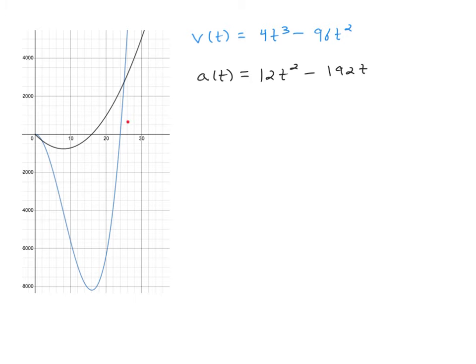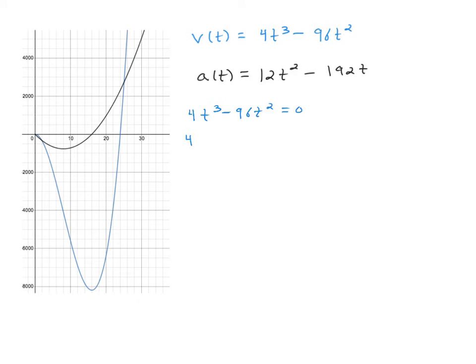So here I have a graph of the velocity and the acceleration. I'm going to solve these equal to 0 and figure out where they are positive and where they are negative. Starting with the velocity, that is 4t cubed minus 96t squared. Where's this equal to 0? Again, I'm going to take a factoring approach. I think this will work out pretty well.